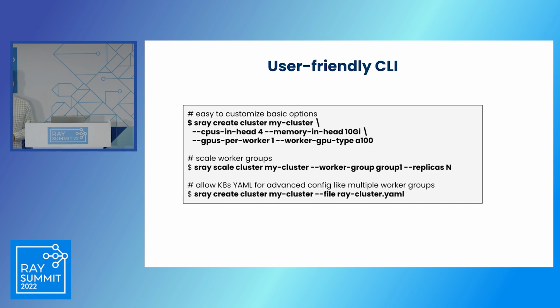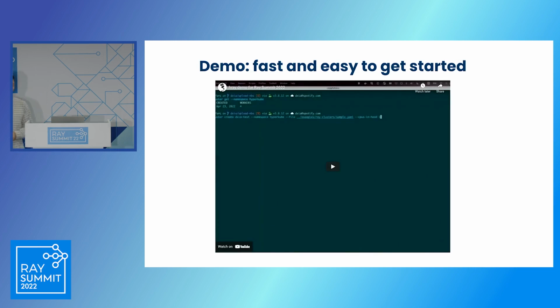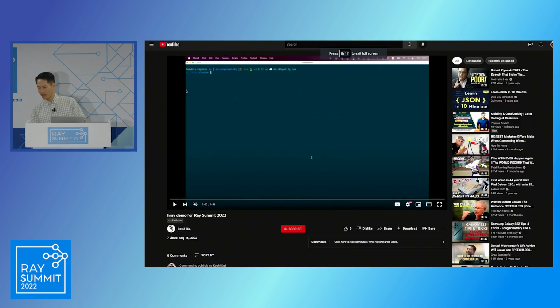We have a command to scale your cluster, so you can scale a worker group up to n replicas. And if you're a power user and you know Kubernetes and all the YAML fields and what they do, we still let you drop down to that level. If you want to configure two worker groups or have very specific requirements for your Ray cluster, you can edit a YAML file and pass that in. So the idea is not to prevent that, but to make it so that you don't have to know. And I'm going to switch over to a pre-recorded demo of how it looks.